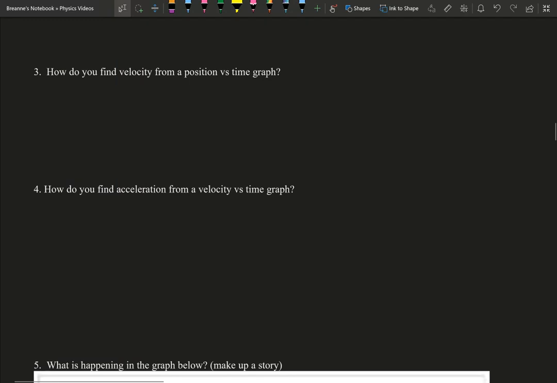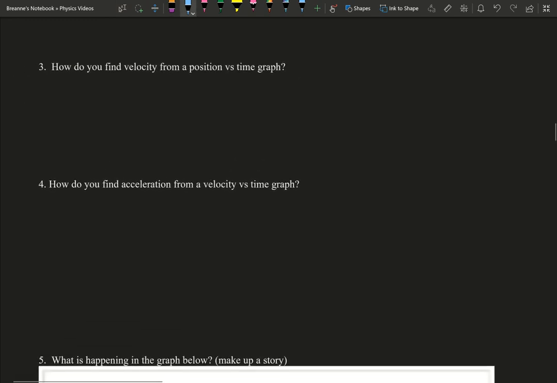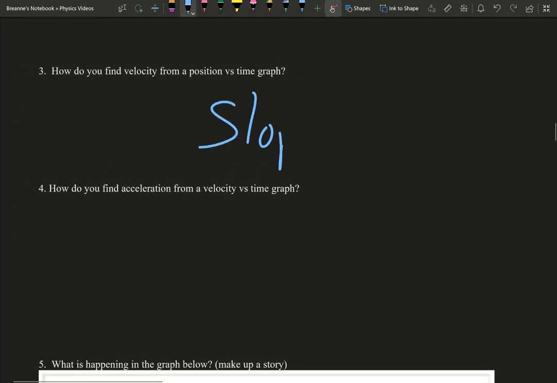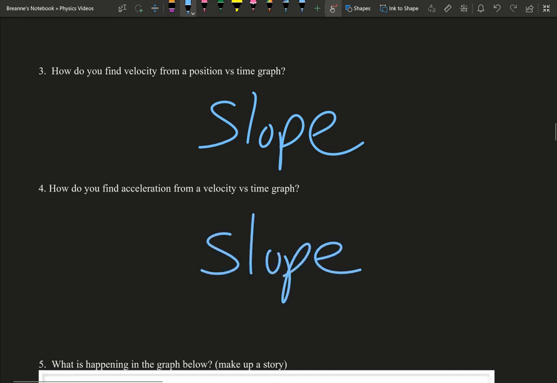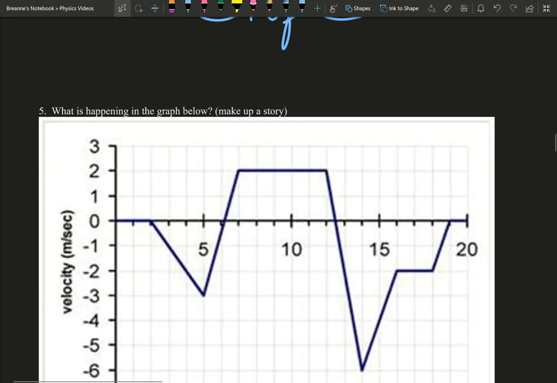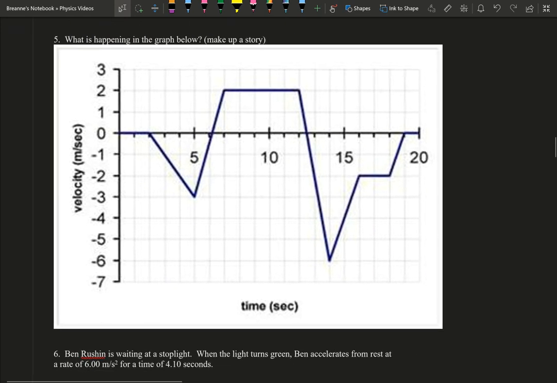So how do you find velocity in a position versus time graph? That would be your slope. How do you find acceleration in a velocity versus time graph? Again, that is your slope. So what do you think happens in the graph below? Make up a story. I will let you make up a story, but we'll break down each one and tell you what's happening during a velocity versus time graph.